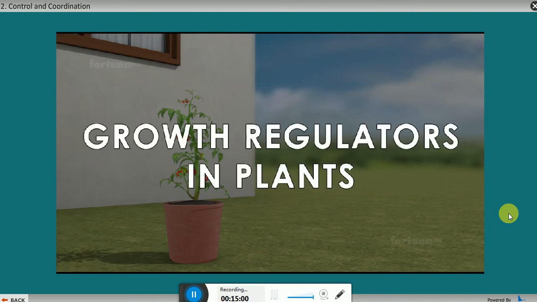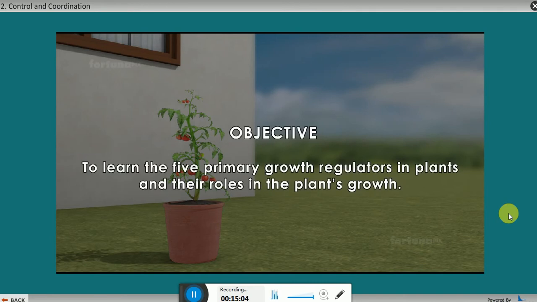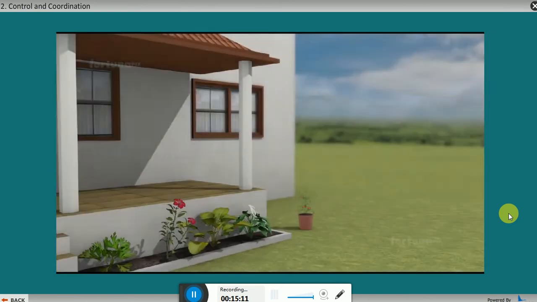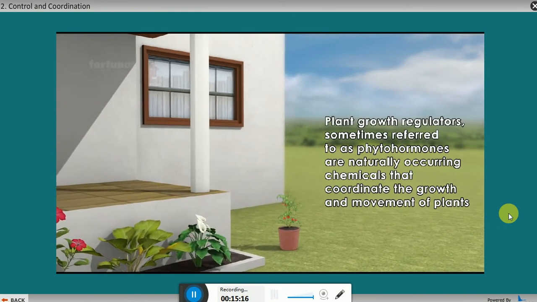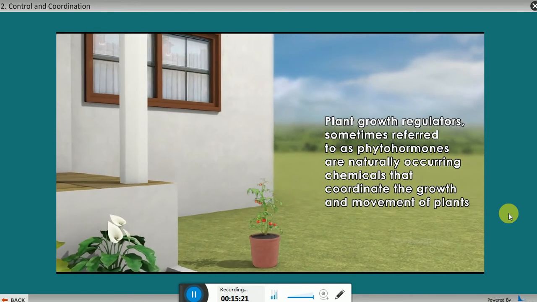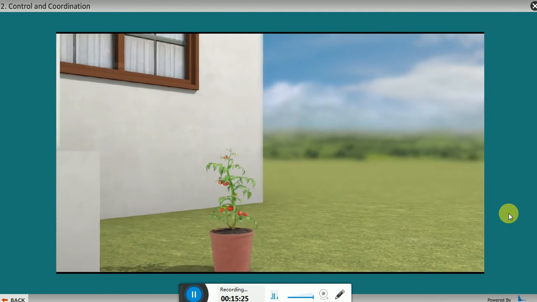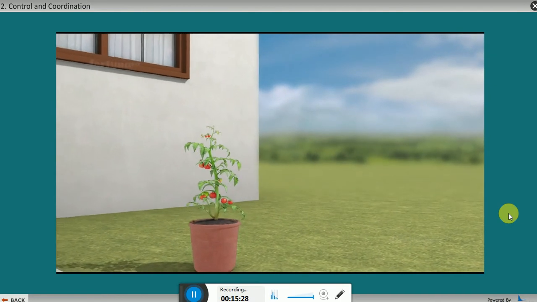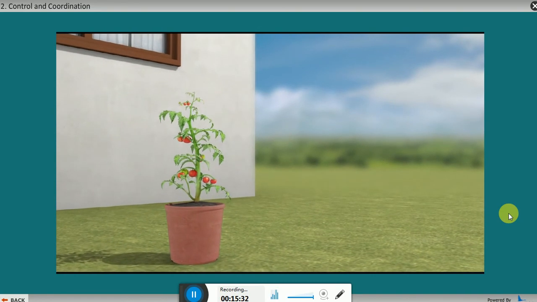Growth regulators in plants. Objective: to learn the 5 primary growth regulators in plants and their roles in the plant's growth. Plant growth regulators, sometimes referred to as phytohormones, are naturally occurring chemicals that coordinate the growth and movement of plants. Although these organic substances are produced in minute quantities, they have profound effects on plants.